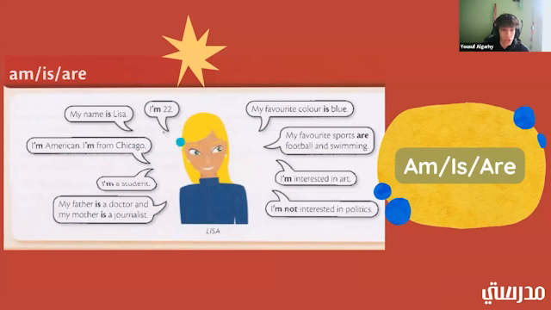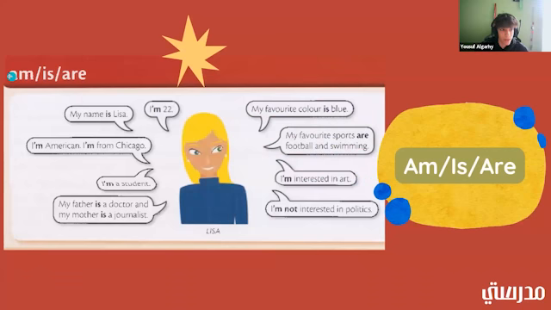First we have, I'm 22. I'm is I am together. That's why there is no am, is, or are written out, because I'm is I and am together, so it still uses am. Then we have, my favorite color is blue. So there's is in the sentence. My favorite sports are football and swimming. So there's are.